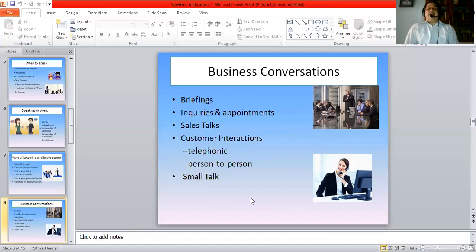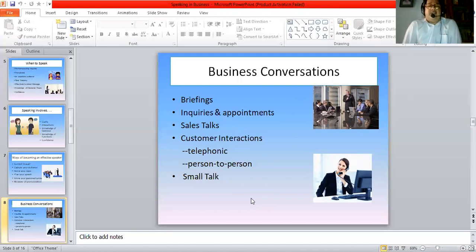Inquiries and appointments. Again, these are various things that we have to do all the time in the workplace context, like make inquiries about products, when they are being sold, about discounts, prices, and so on. And making appointments, again, that is something that we have to do when we call up people to fix the date and time and place sometimes for having a meeting or some other professional interaction or consultation.